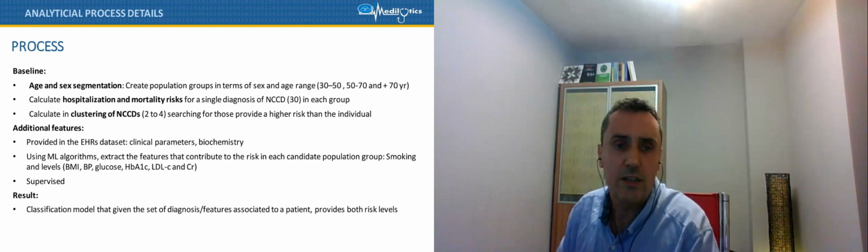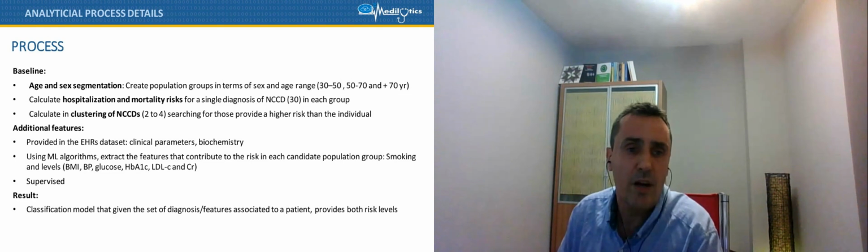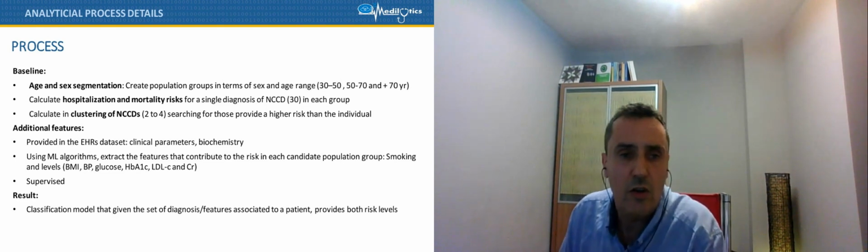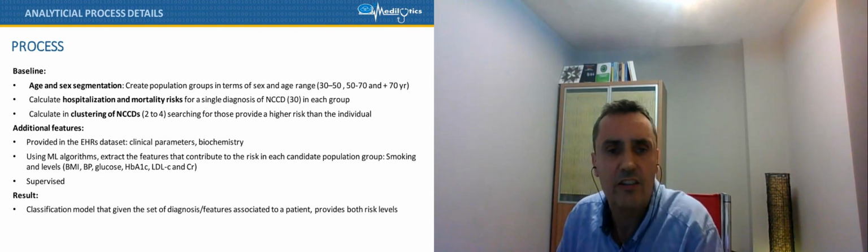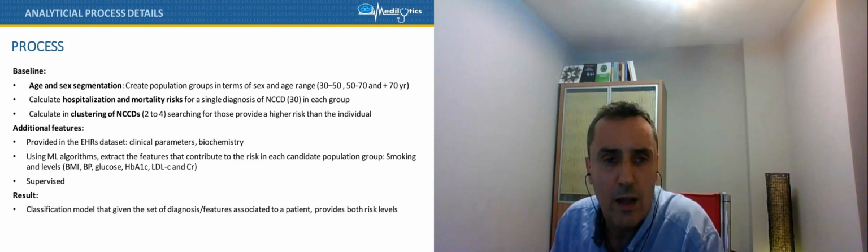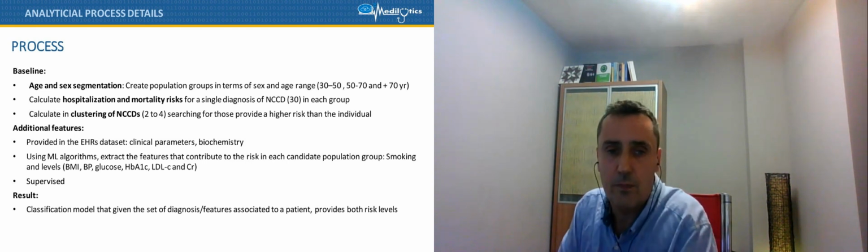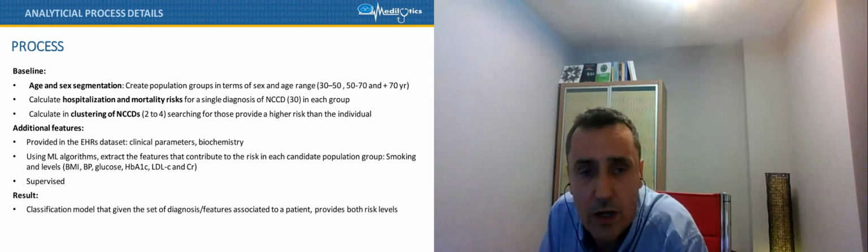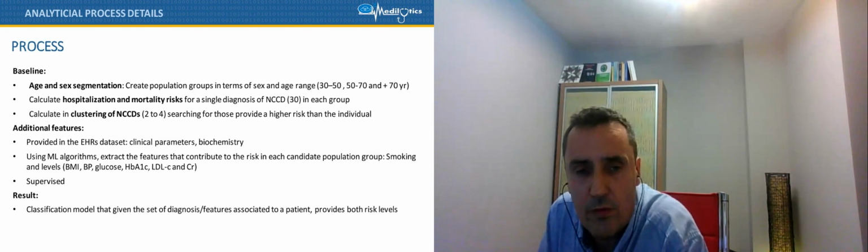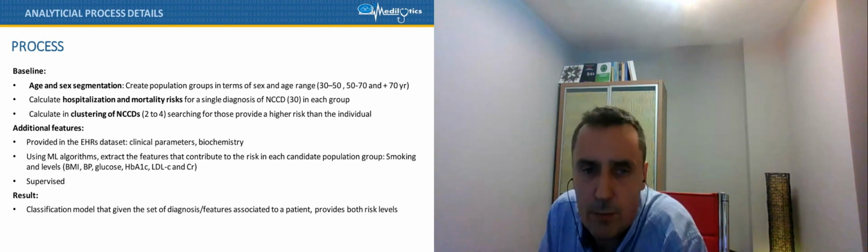Then the process, in summary, consists of first age and sex segmentation, computing the hospitalization and mortality risk for the comorbidity groups that have a minimum of 30 individuals, and also calculating previously the corresponding comorbidity groups from 2 up to 4 diseases.